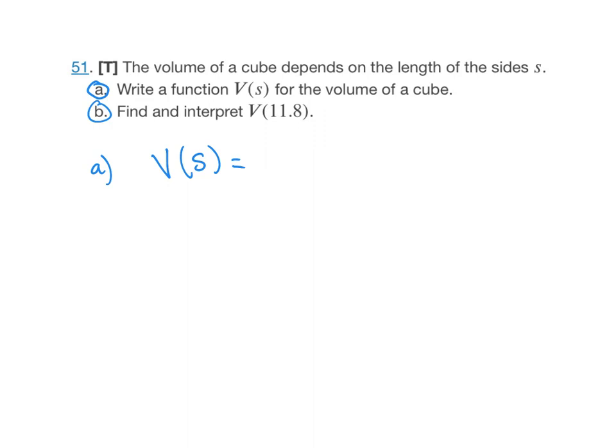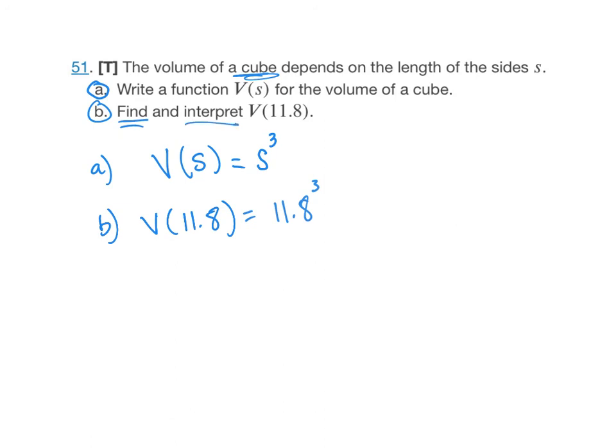Well, up here, we're told that the volume depends on s. It's a cube, so hopefully you remember that you take the side and you cube it to get the volume. That is a fact from geometry. So I'm just going to write down the letter s, which is my side length, and I will cube it to compute the volume. And then for letter B here, we want to find v of 11.8, meaning we are supposed to cube 11.8.